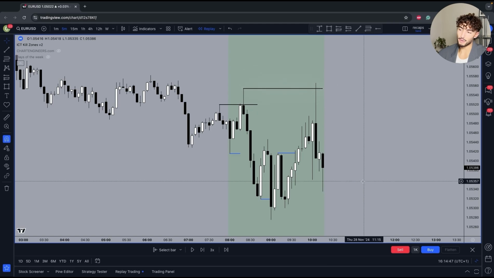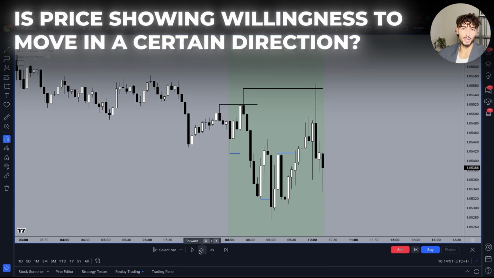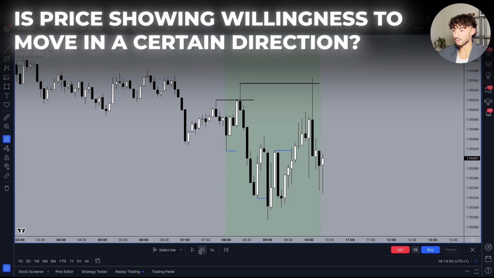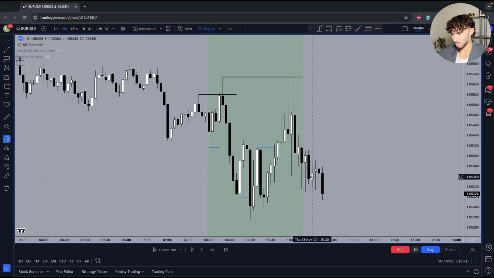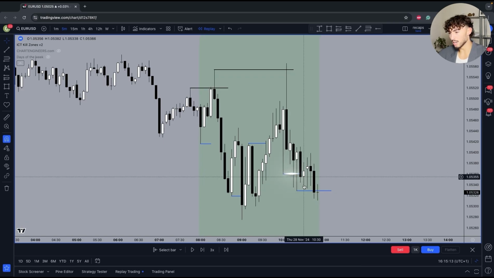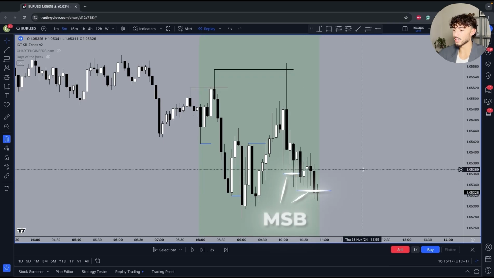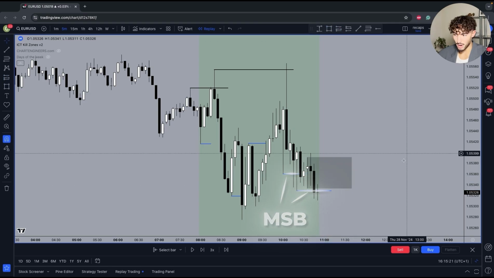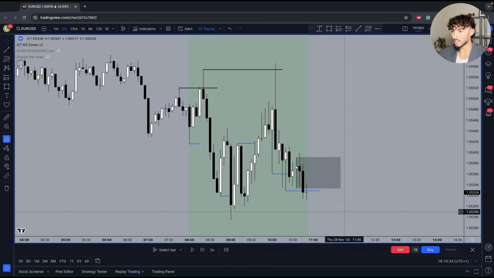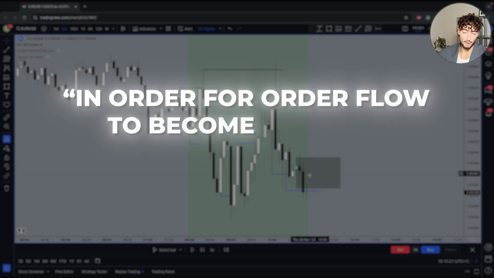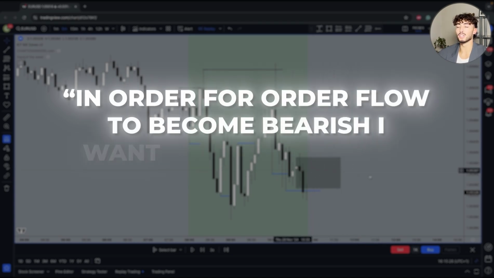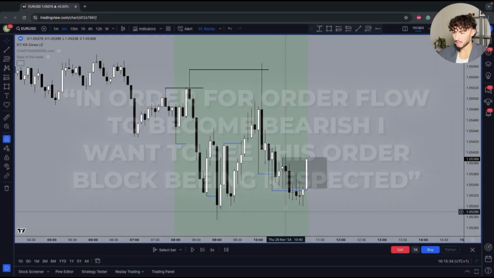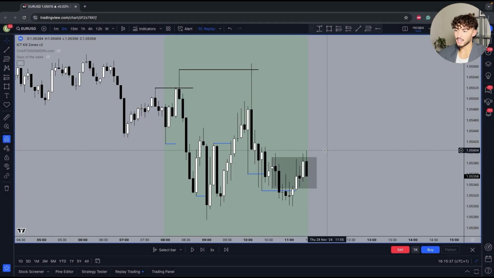So let's see if order flow can define itself and price showing willingness to move in a certain direction instead of going sideways. So yeah, right now you can see we had an MSB here. Market break broke down. So I want to see these lows being broken and then an FVG or something else being respected. Okay, right now we have an MSB, a new market break, so 2 MSB to the downside. So at this point we can look for order flow being respected, and this is the last up candle before the MSB. So in order for order flow to become bearish and being confirmed as bearish, I want to see this order block being respected. So right now you can see it being respected a little bit, and then it pushed up again, and then it invalidated the order block.